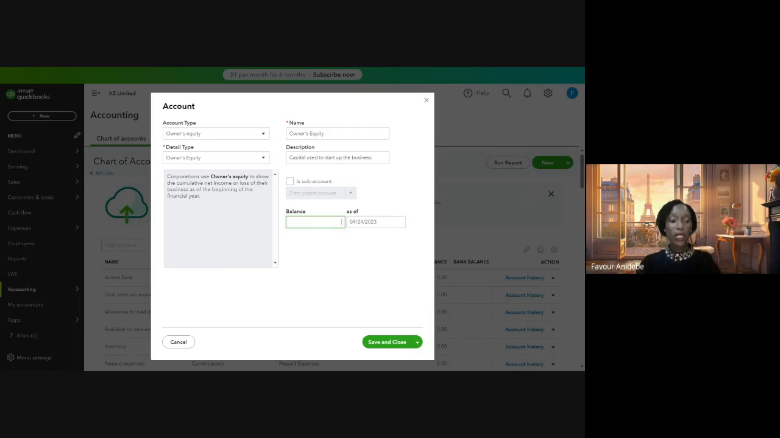So let's just put in our figure. We said that he's going to introduce 10 million naira worth of capital into the business. So let's say today is the day the business is starting, 24th of September 2023. We select it and we save and close.